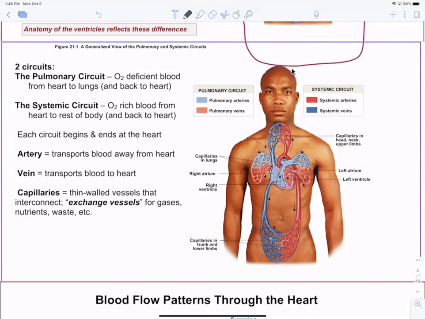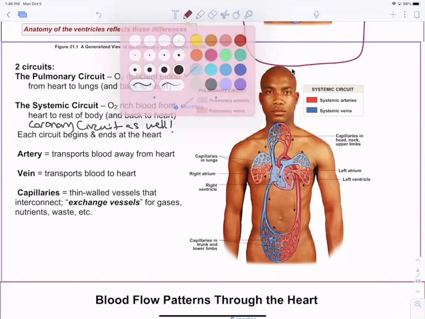because it has to create a lot more pressure. All right, so make sure you understand the pulmonary circuit and the anatomy of the pulmonary circuit and the systemic circuit, as well as the coronary circuit. So don't forget about the coronary circuit as well. All right, a few more definitions. I want to get this kind of taken care of right now.